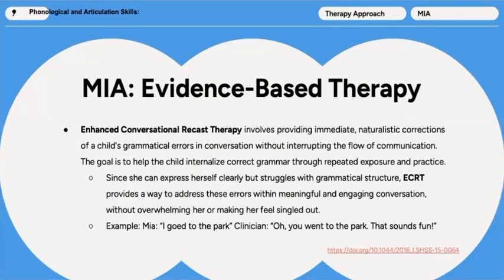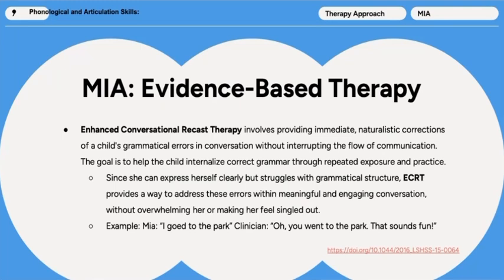So, our evidence based therapy approach is called enhanced conversational recast therapy. So, this involves providing immediate corrections in conversation without interrupting the flow of communication. So, the goal is to help the child internalize correct grammar through repeated exposure and practice. So, since Mia can express herself clearly, but she struggles with grammatical structure, ERCT provides a way to address these errors within meaningful conversation without overwhelming her.